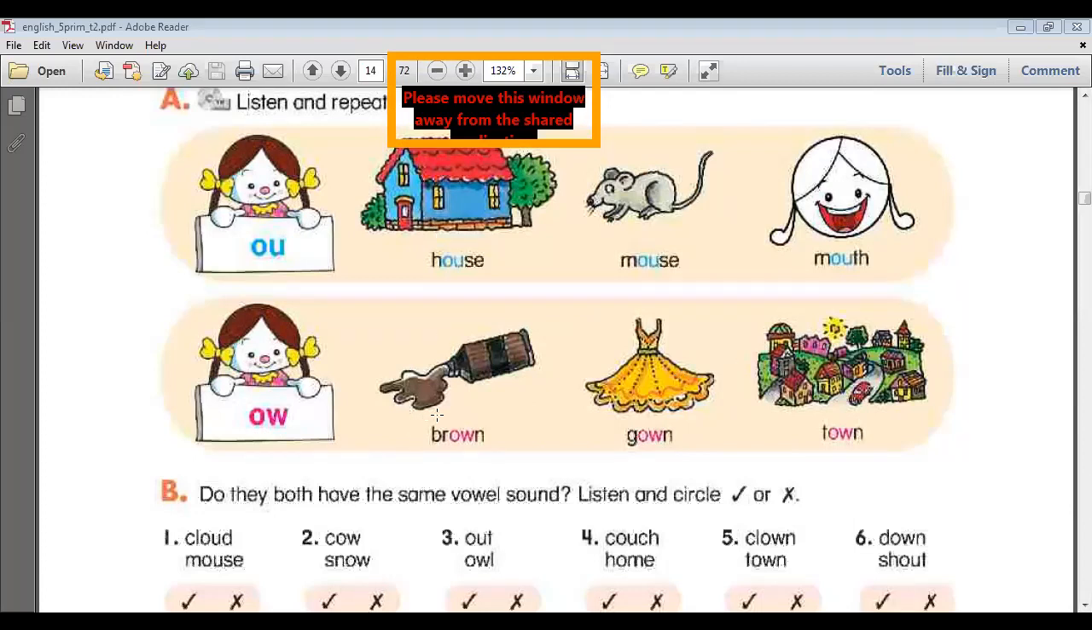Which begins with brown, downtown. Very nice, Yusuf. Thank you so much. So as your friend said, brown, downtown. So as you can hear, OU and OW, both of them are pronounced the same. Ow, house, mouse, mouth, brown, downtown.